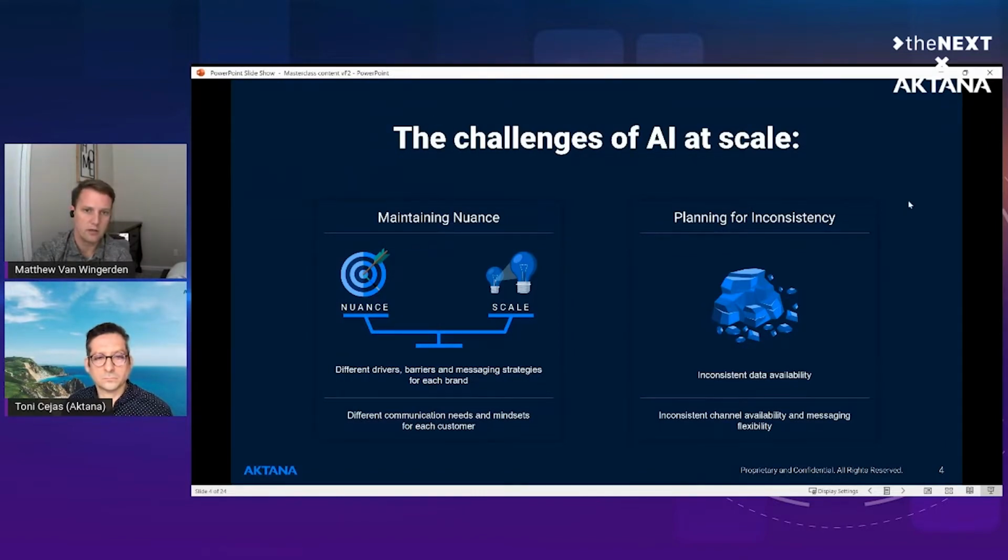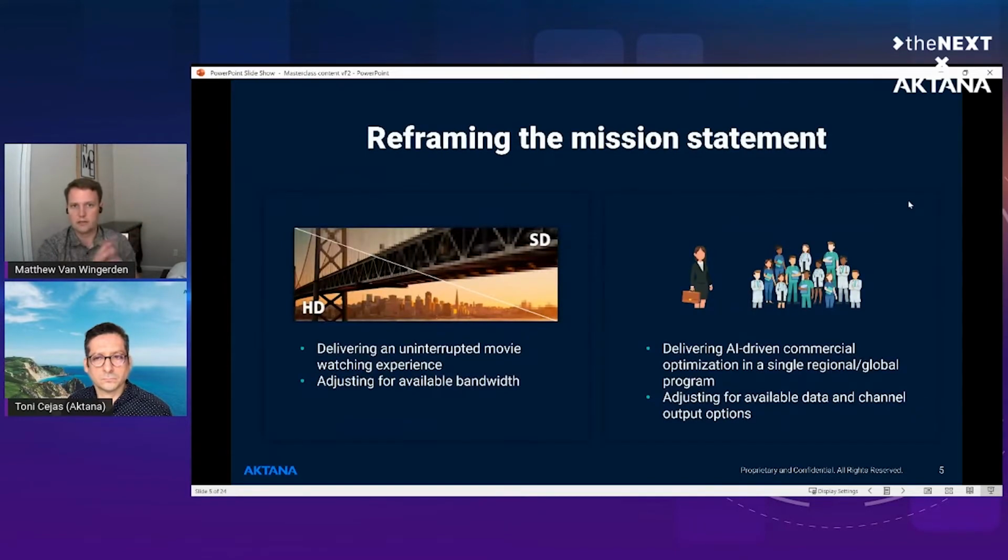So putting it all together, what we're trying to accomplish is the same thing that the streaming providers are doing, which is giving a consistent experience. In this case, the experience, quote unquote, is a consistent commercial optimization approach, but doing it when there's inconsistent data, and there are different channels that may be available for different brands or different therapeutic areas in different markets, and so on.